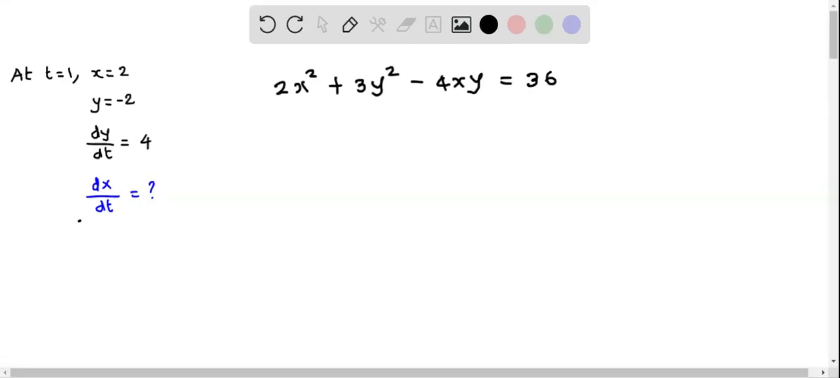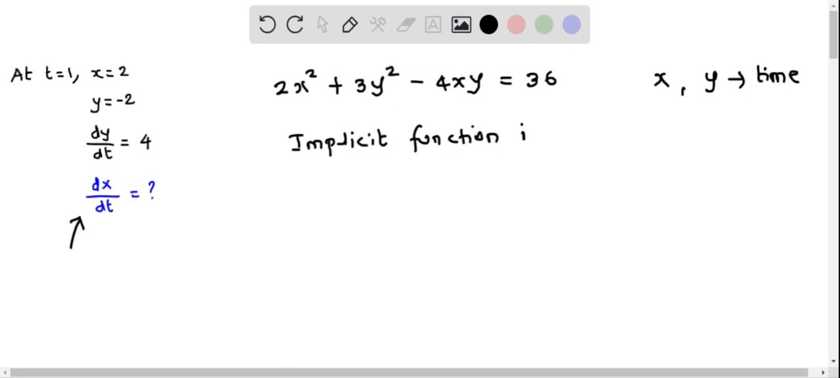We will now determine this value of dx by dt using the given conditions as well as using this equation related by x and y. We know that both x and y are functions of time. So this equation is basically an implicit function involving x and y, where x and y are functions of time.